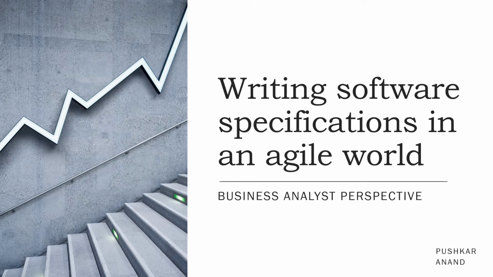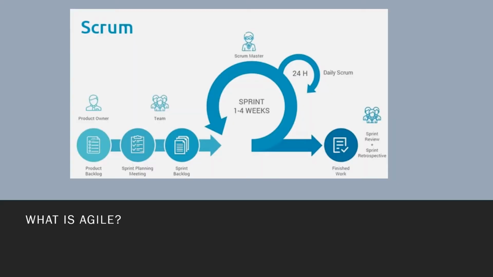Today, we're going to talk about writing software specifications in an agile world. Okay, let us first try to understand what is agile. Agile is a development process based on iterative and incremental approach, and Scrum is one of the implementations of agile. In Scrum, incremental builds are delivered to the customer every 1 to 4 weeks, which is called a sprint.